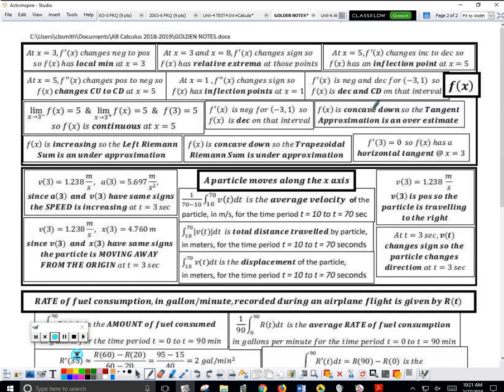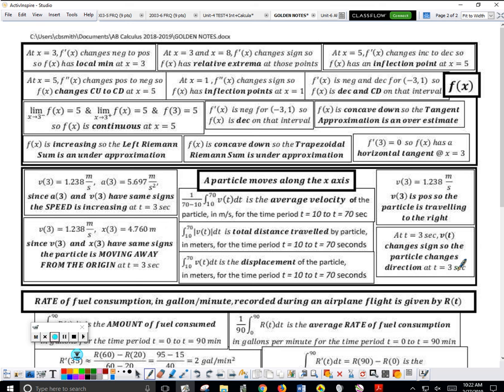Particle moving along the x-axis. Here it is. At time equal, this is just an example, at time equal 3 seconds, the velocity changes sign. So the particle changes direction at that time. So all we're looking for is when the velocity changes from positive to negative or vice versa, the particle changes direction.